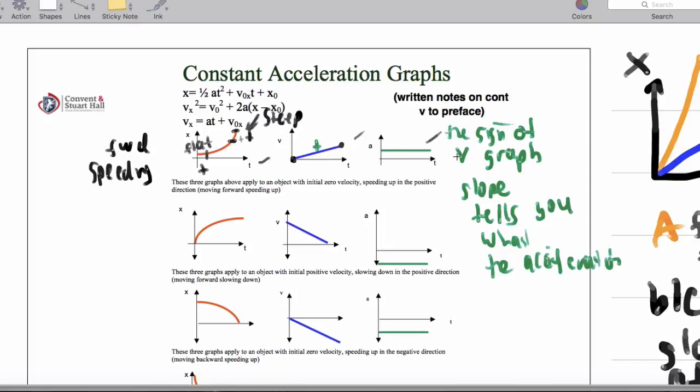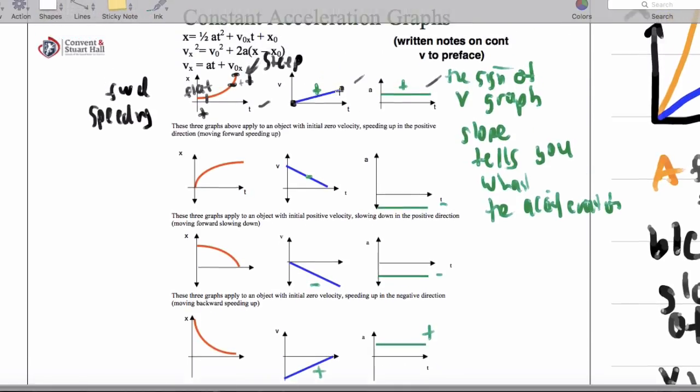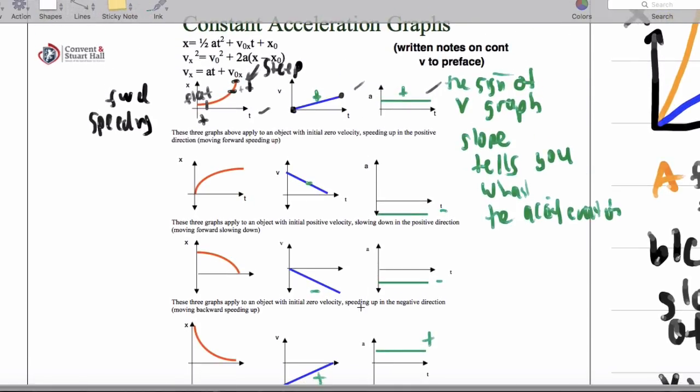So here's a positive slope, positive acceleration. Negative slope, negative acceleration. Negative slope, negative acceleration. Positive slope, positive acceleration. And just to back up a little bit, that's how those two graphs relate. In other words, we get the acceleration graph by looking at the velocity graph, not the position graph.